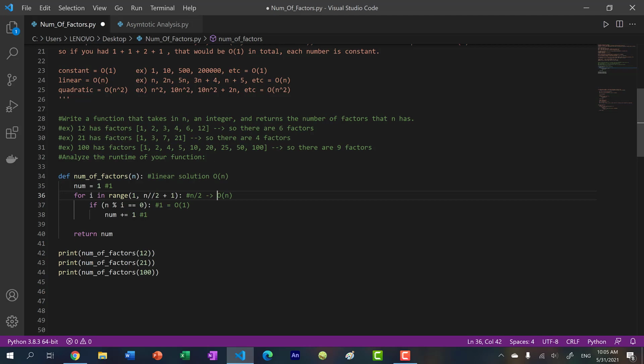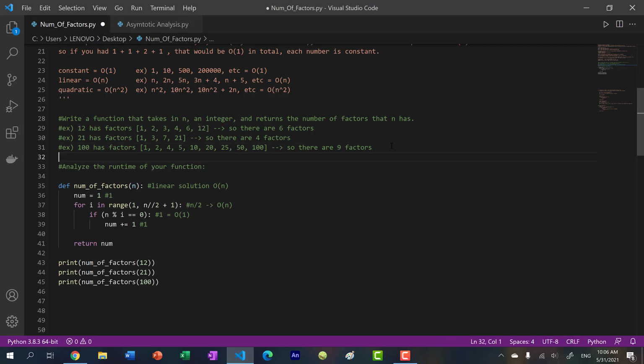Well, let's take a look again at our numbers, our examples here. What do you notice about factors? Every factor comes with a pair, right? Every factor comes with something called a complement. So in this case, 1 is paired with 12, 2 is paired with 6, and 3 is paired with 4. With 21, 1 is paired with 21, and 3 is paired with 7. With 100, we have 1 and 100, 2 and 50, 4 and 25, 5 and 20, and 10 with itself. So every number, every factor comes with a complement.